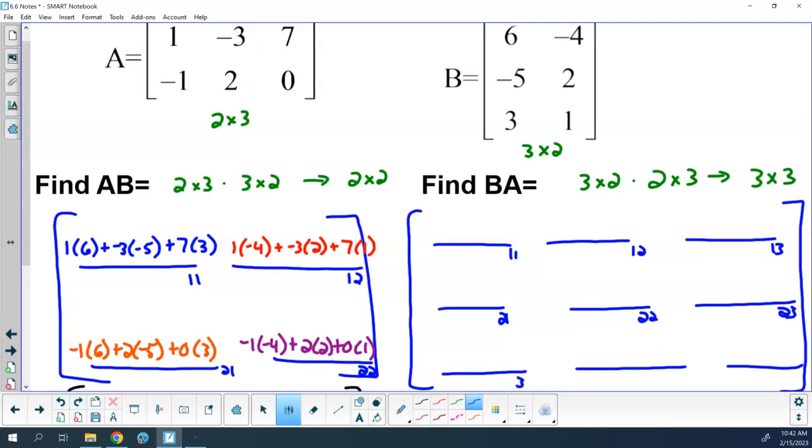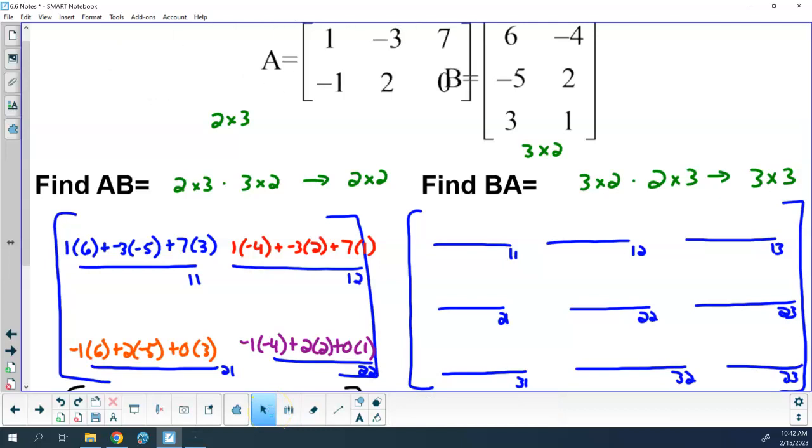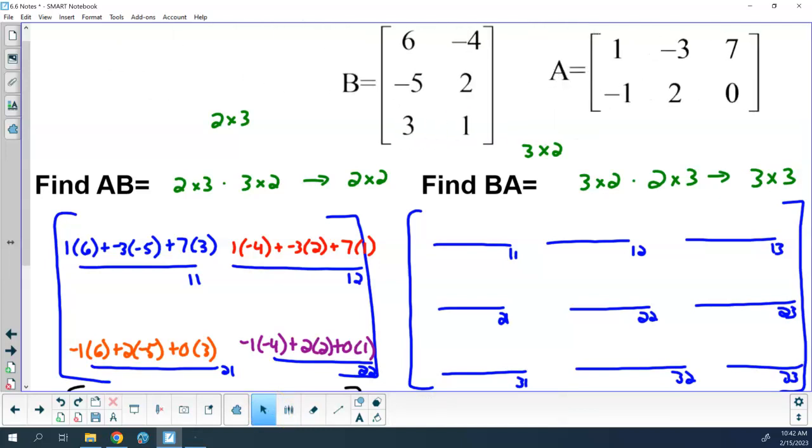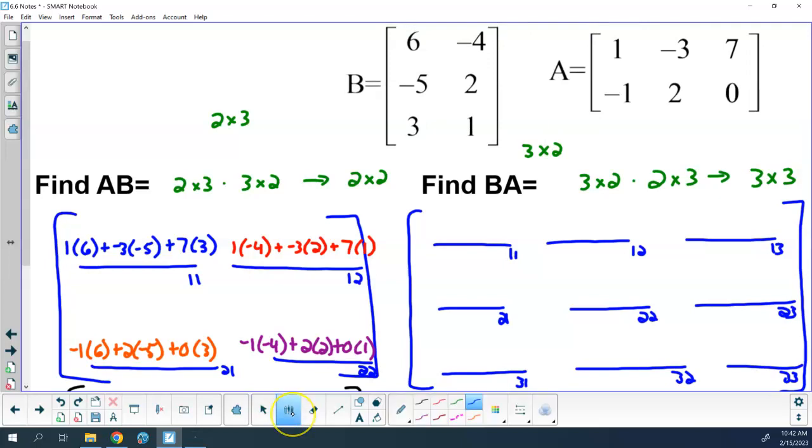Okay? So now it's going to be, in my brain, reversed. Okay? To make it easy, let's see if I can make it easy on this. We're still staying in the same order.